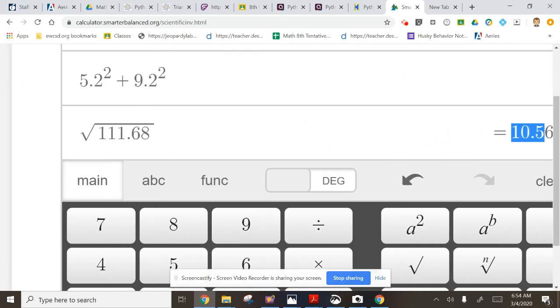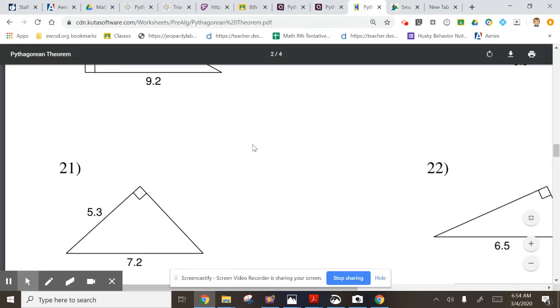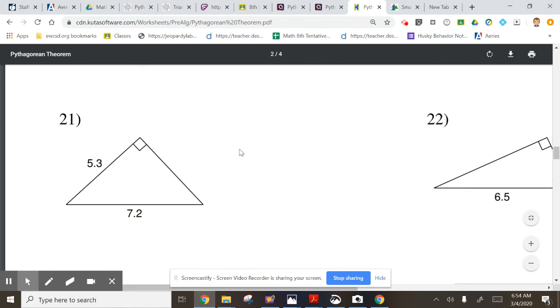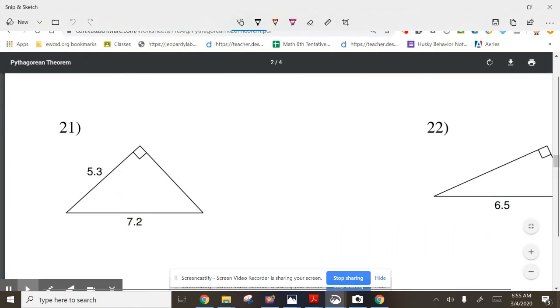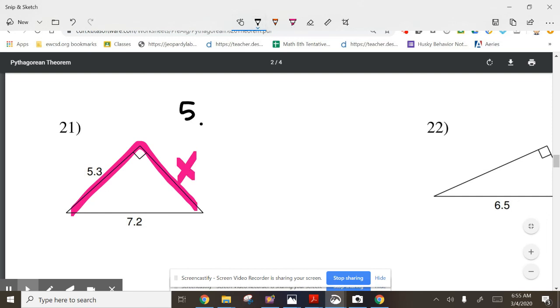All right, guys, I think you're going to be okay. When you look at your homework, this one is kind of confusing. Let me just show you this one real quick, just to set it up. Try to find your L, which is always where the right angle is. So what are you missing? You're missing that one right there. So if you were to set this up, it'd be 5.3 squared plus x squared equals 7.2 squared.